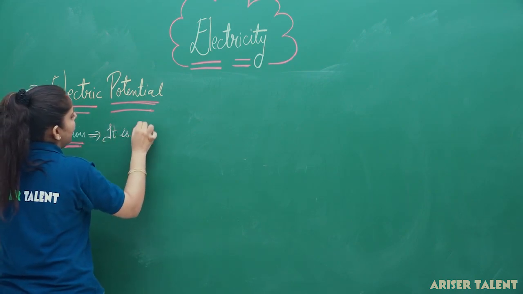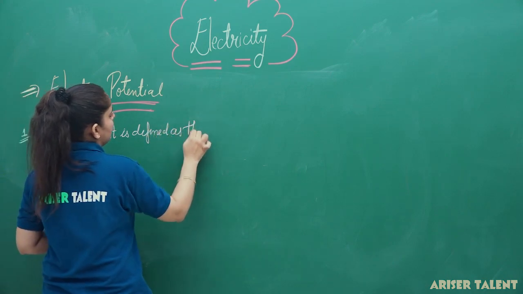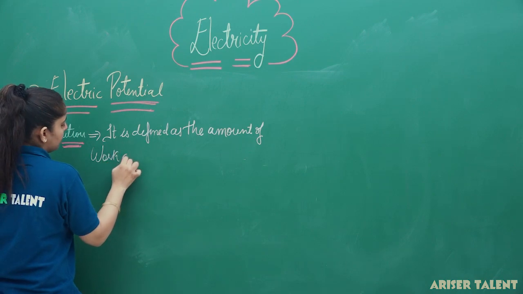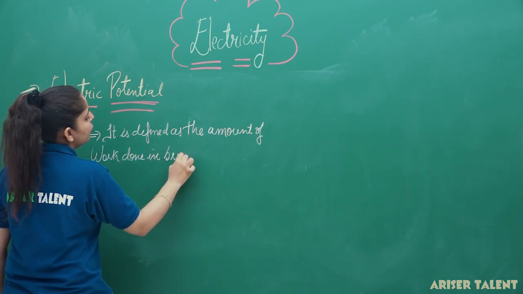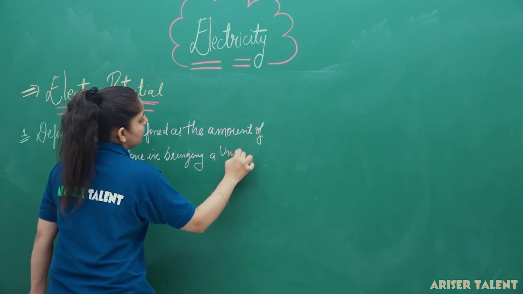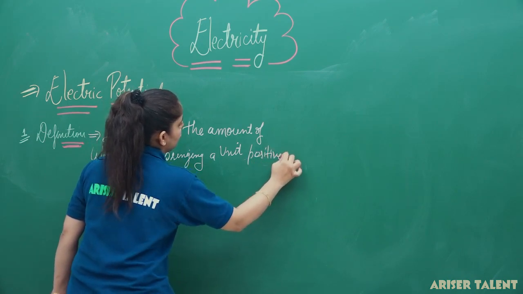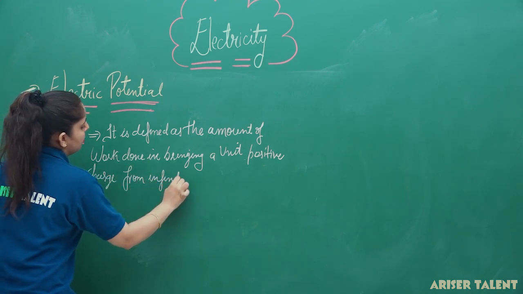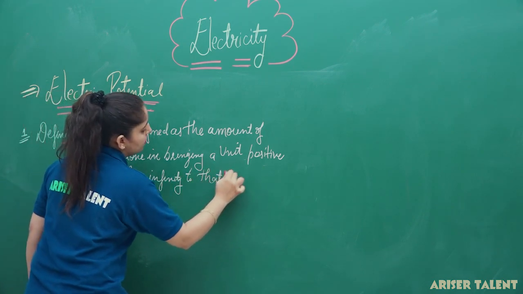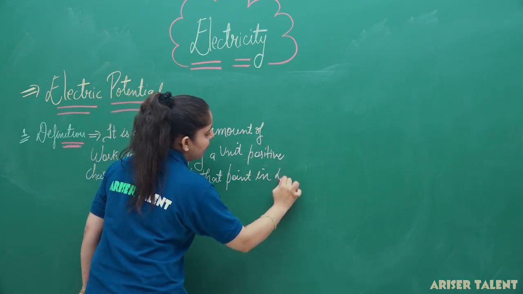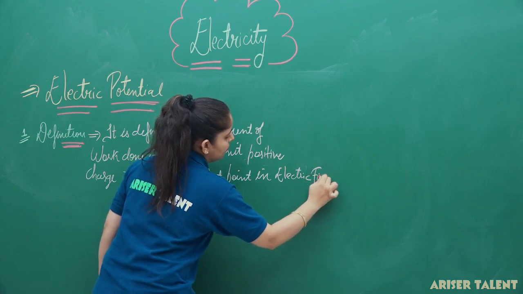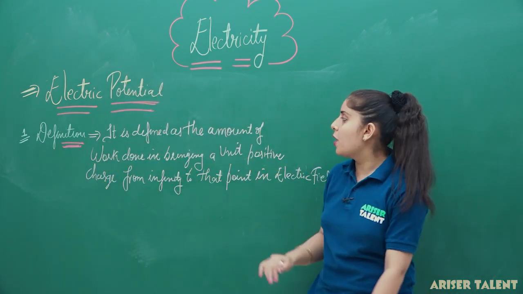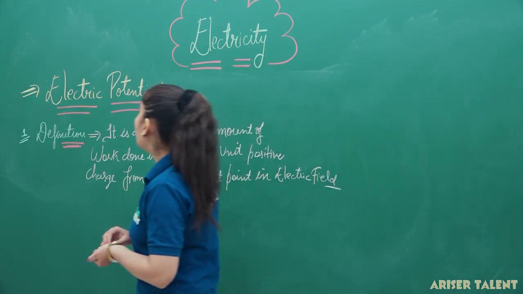Electric potential is defined as the amount of work done in bringing a unit positive charge from infinity to that point in the electric field. किसी यूनिट पॉजिटिव चार्ज को इन्फिनिटी से उस पॉइंट तक लाने में जो वर्क डन होगा वो कहलाएगा हमारा इलेक्ट्रिक पोटेंशियल, और इसको हम डिनोट करते हैं सिंबल V से.